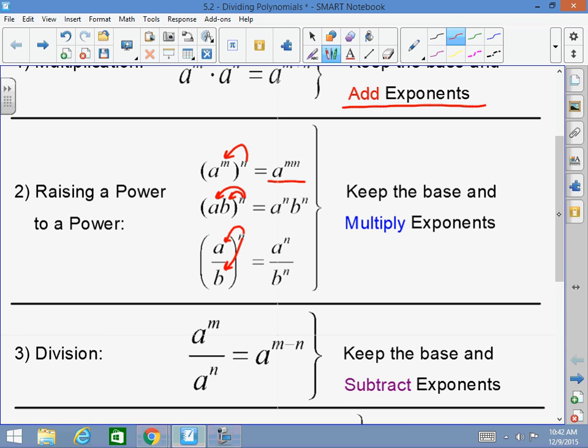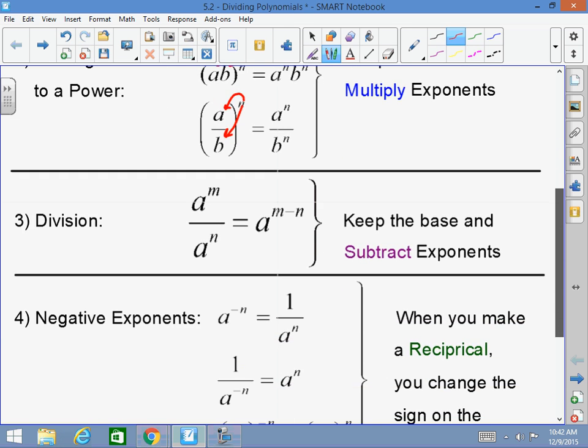Division of monomials. When I divide the same base, I keep the base and subtract the exponent. So a to the m divided by a to the n equals a to the m minus n. Remember that we taught a much easier way by just canceling. If I have a to the 7th over a squared, that's easy. That's a to the 5th.